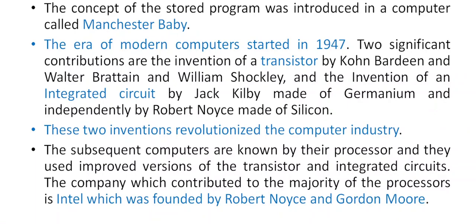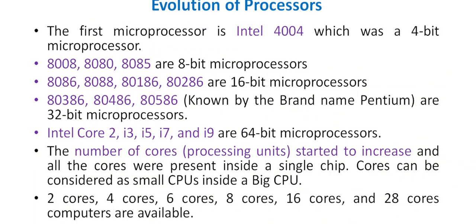But of course, the density of transistors has increased. A typical processor nowadays, an i7 processor, consists of 1.8 billion transistors. So the one major company that contributed to the development of computers, particularly the processors, is Intel. Intel was founded by Robert Noyce and Gordon Moore, and it is still the major player in the manufacturing of processors.